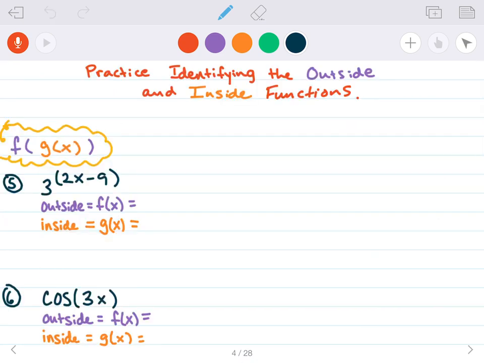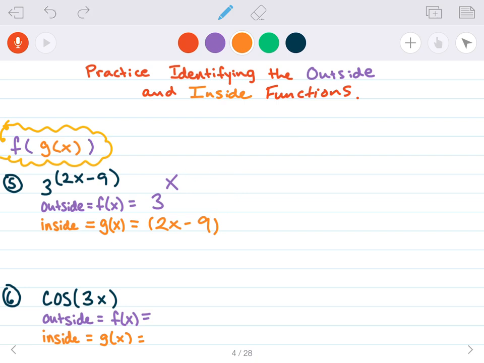Okay, let's do some more practice with this. So here I have 3 to the 2x minus 9. And our outside function is going to be 3 to the something. What is that something? That something that we're raising 3 to is the 2x minus 9. So f of g of x, again, we're just plugging 2x minus 9 into my variable for f to get f of g of x.